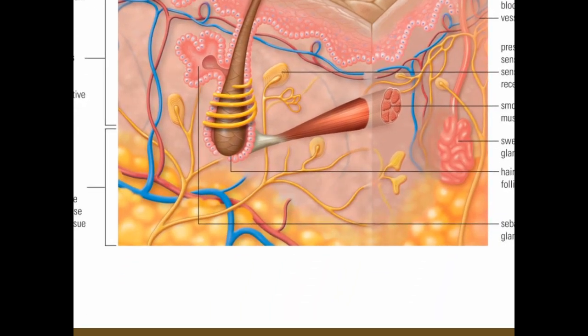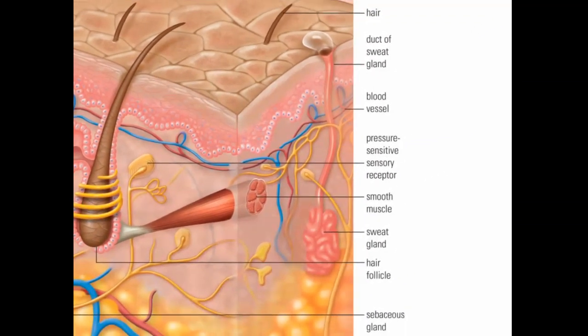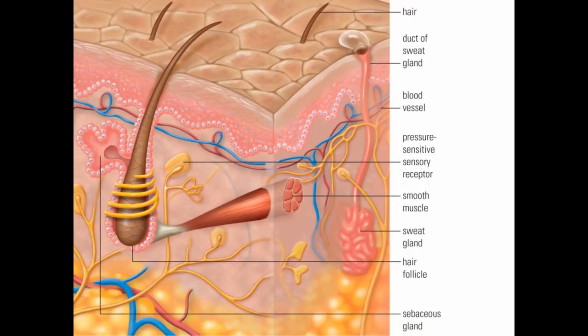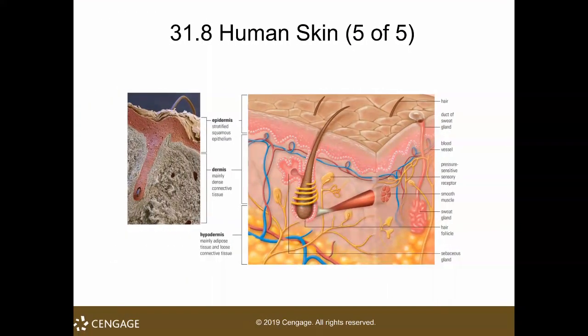You have your sebaceous gland, which usually releases sebum or oils in the skin. You also have several blood vessels running continually there. This is the sweat gland. Okay, so those are some parts of your skin.